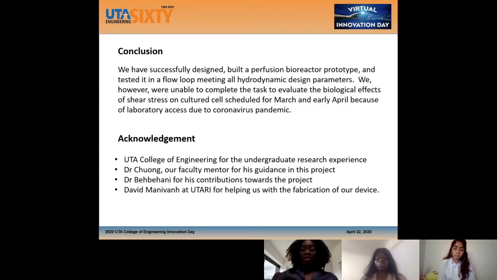In conclusion, we were able to design and build a perfusion bioreactor prototype that meets all our design parameters. However, we were unable to evaluate the biological effects of the shear stress on the cultured cells due to the coronavirus pandemic.